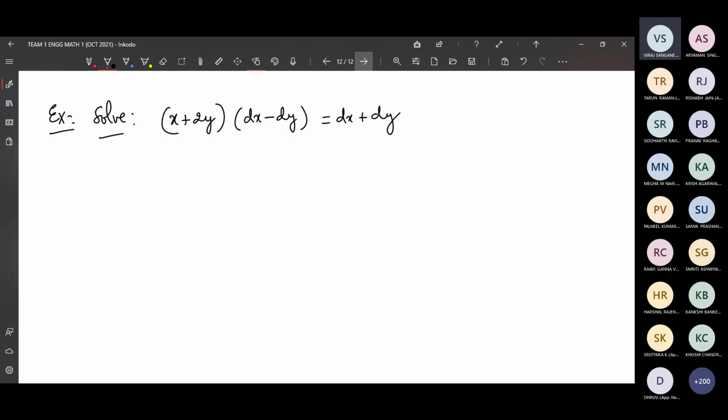Here dy by dx is not visible, but we can put it in this form very easily. First you write what is the dx coefficient and dy coefficient. X plus 2y, and the right hand side dx we have, therefore minus 1 dx we can put, and all coefficients of dy, minus dy here, take to right hand side, so that x plus 2y minus becomes plus here, and the dy coefficient is 1 here. So this is just rewriting.